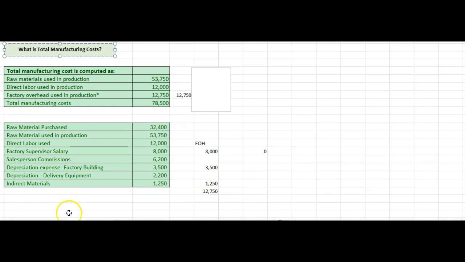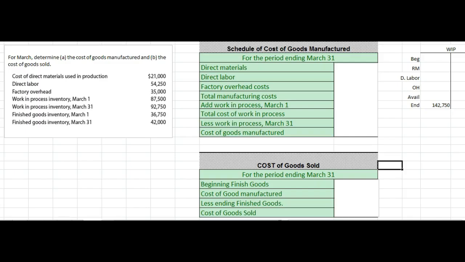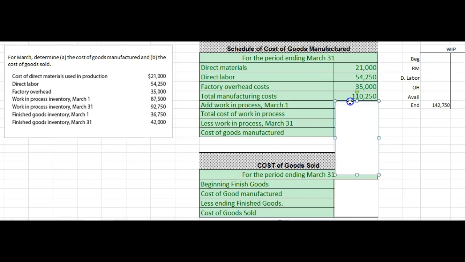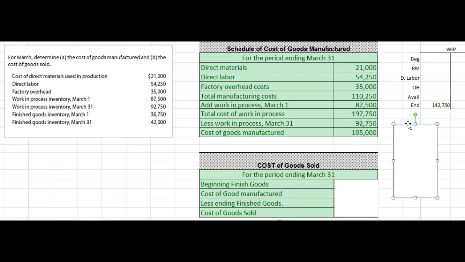And finally, we're going to do the very last one. And this is where we're going to do a schedule of goods manufactured, and then we're going to plop that into a cost of goods sold. So now you know how to get the cost of goods manufactured. You take the direct material, direct labor, factory overhead, and it's going to give us total costs. I'm going to add the work in process. That gives me the total available work in process. And I'm going to subtract the ending work in process. And that's going to give me the cost of goods manufactured.